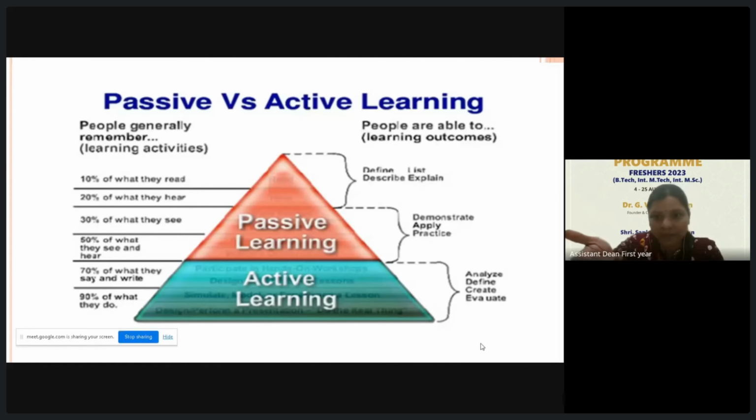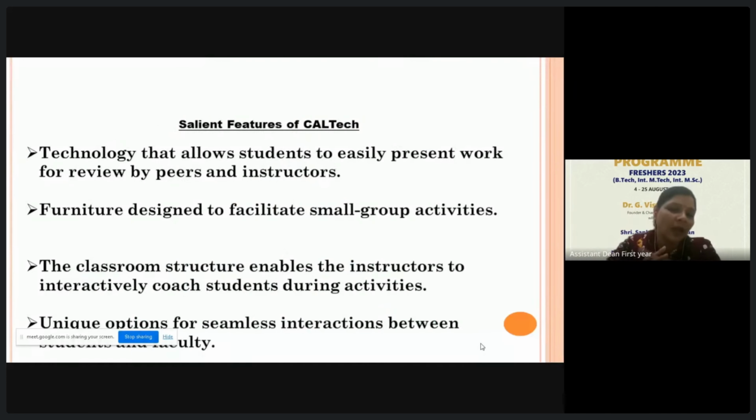As we have already seen, if I do, I'll be able to remember things more accurately. Hence the engagement of the students is very much required. Now, what is actually CALTech? How are we applying this CALTech pedagogy at VIT Bhopal? It has different types of characteristics.